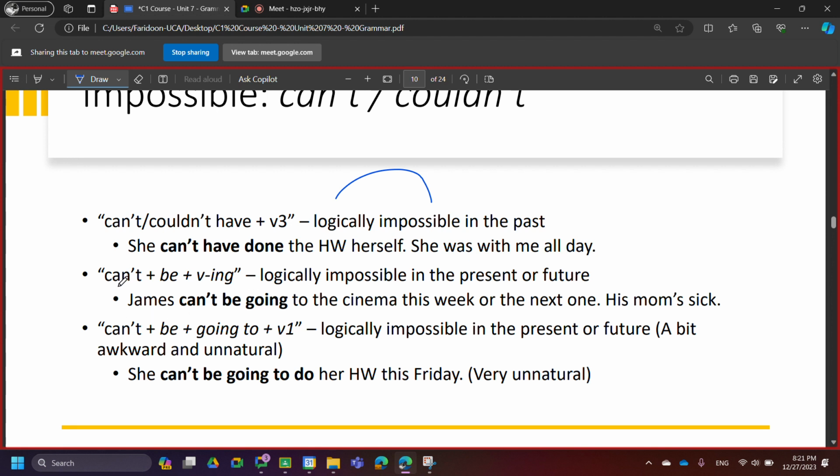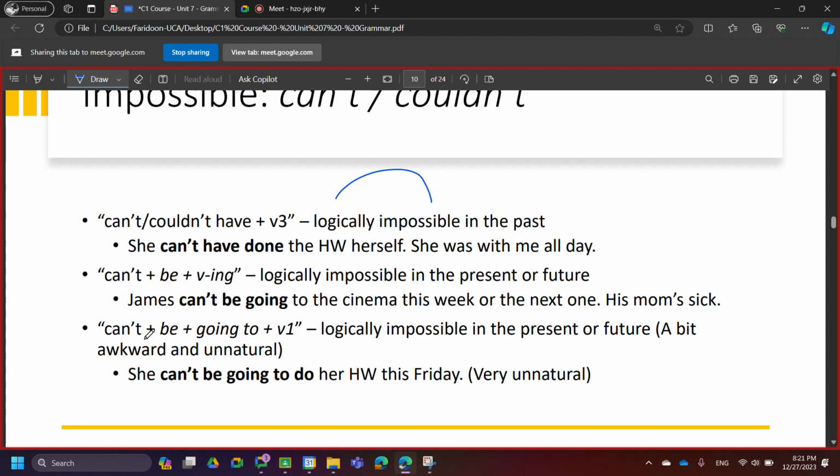Okay. Another one, can't plus be plus verb ing. It just means logically impossible in the present or in the future. Example: James can't be going to the cinema this week or the next one, his mom's sick. So that's logically impossible for a person to go to the cinema when your mother is sick.